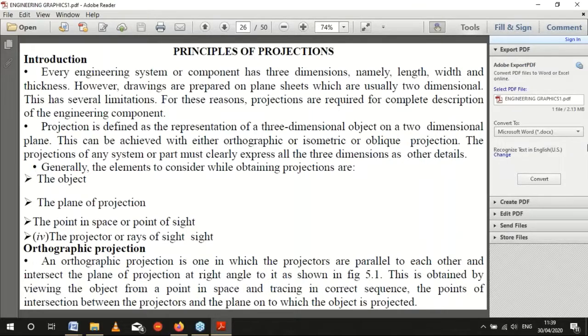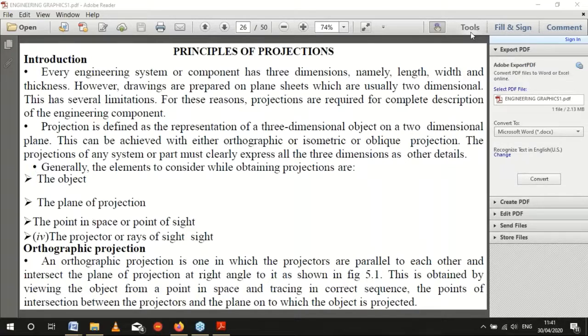Now, this is obtained by viewing the object from a point in space and tracing in correct sequence the point of intersection between the projector and the plane on to which this object is projected. You can see that there as orthographic projection in my slide 28. Orthographic projection mainly uses the horizontal and vertical plane.